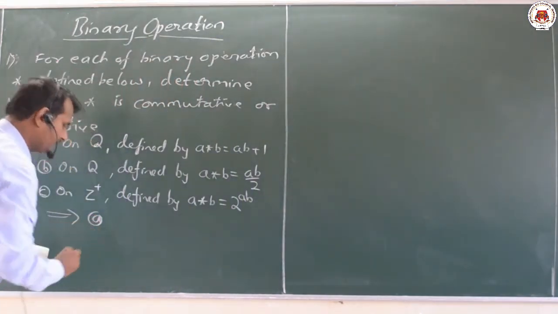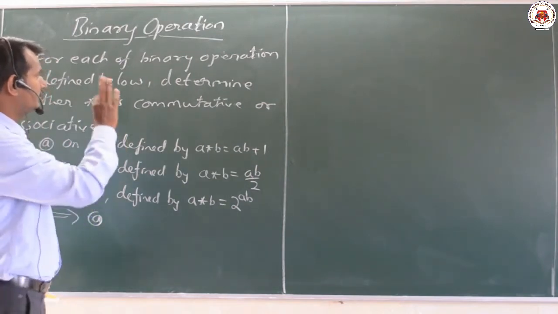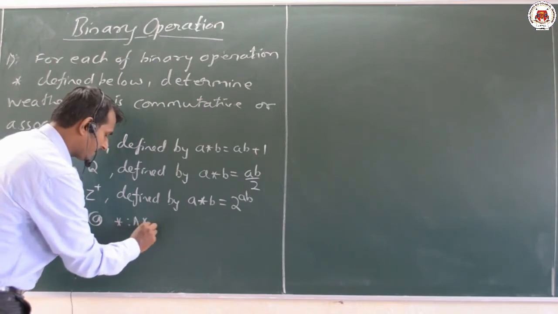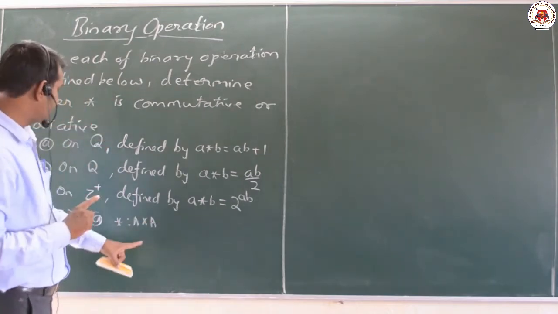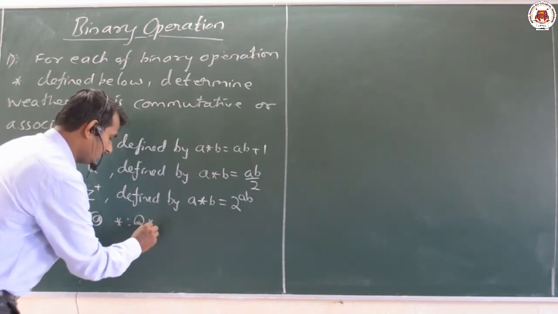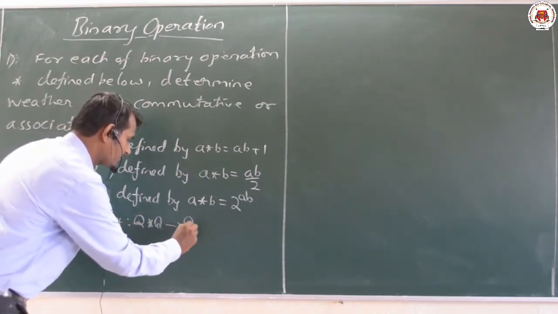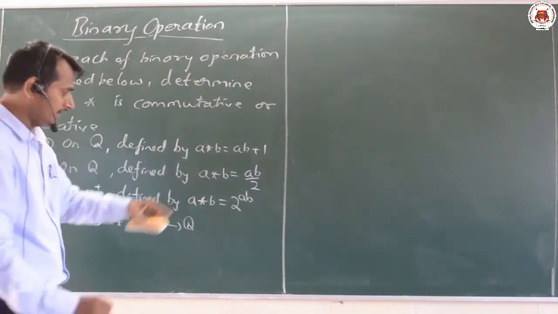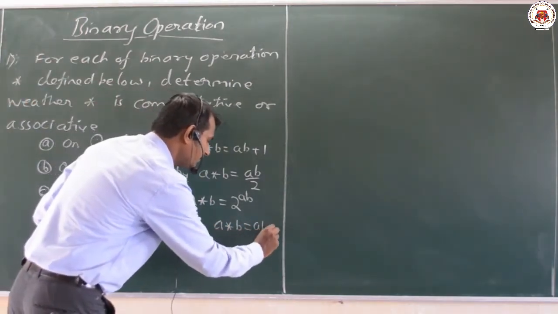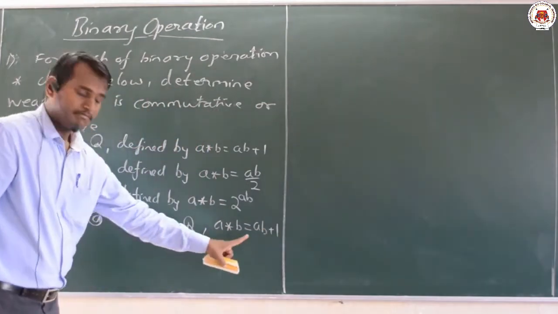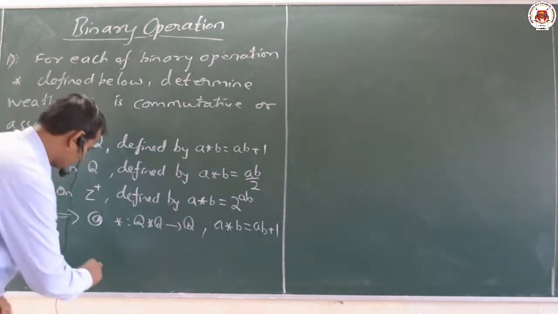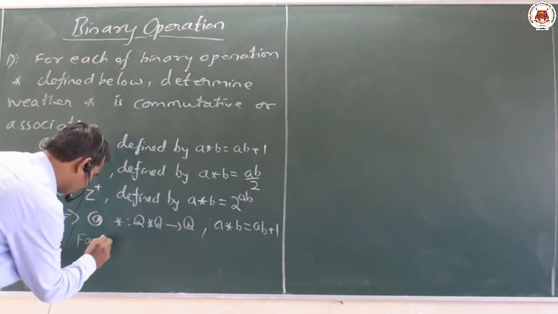Now what is the given question here that we shall write? Define star from A cross A, but what is the set A here? On Q, that is, star from Q cross Q to Q, and how is it defined? Defined by a star b equal to ab plus 1, and a, b belongs to the set Q here. First of all, for commutative.